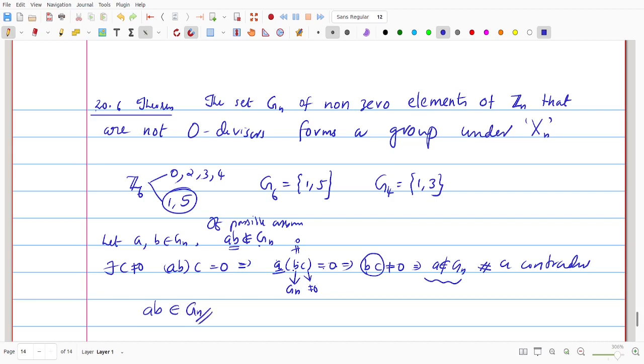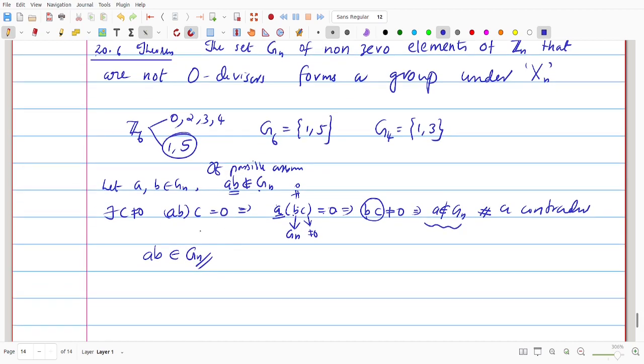So if you assume AB is not a member of Gn, then there exists a non-zero element C, and along with the associative property you can easily prove that A is a zero divisor. So A will not be a member of Gn, and that will be a contradiction. Then AB belongs to Gn. So we proved that Gn has the closure property under multiplication modulo n.